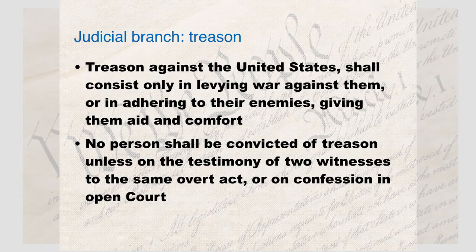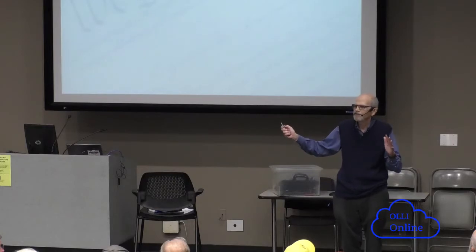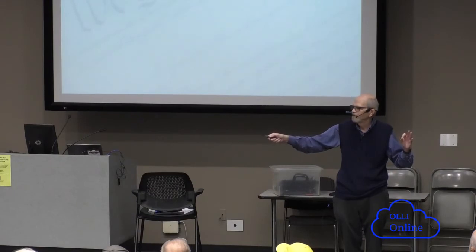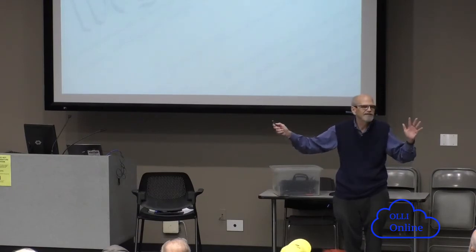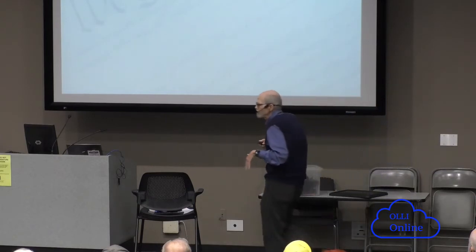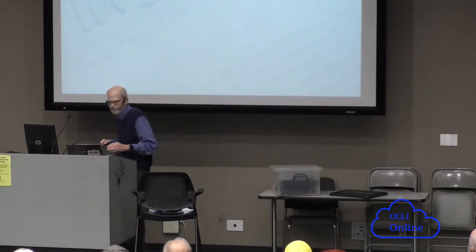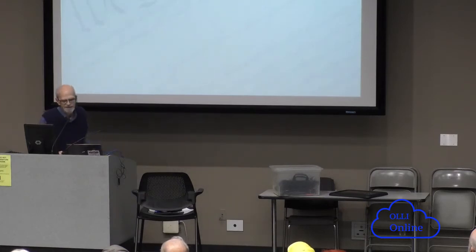Treason. Treason against the United States shall consist only in levying war against them or in adhering to their enemies, giving them aid and comfort. You hear the term, so-and-so is committing treason. Well, in the British system and in other systems of government at the time of the Constitution, speaking ill against the king, sleeping with the queen, would be considered treason. That doesn't fit this definition, unless it's an enemy of yours.